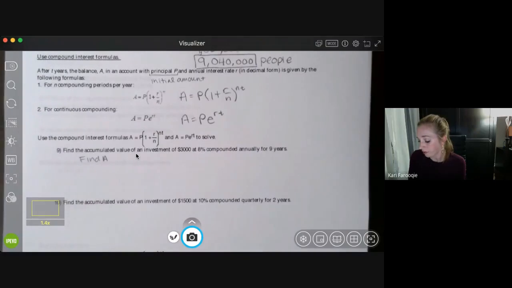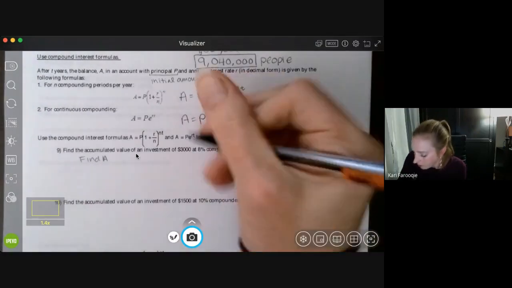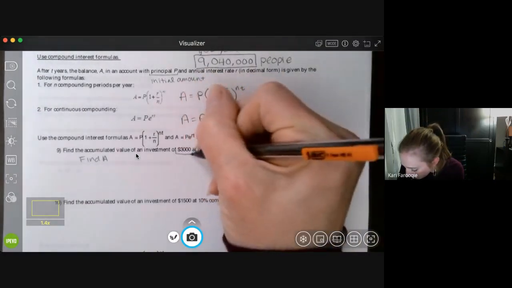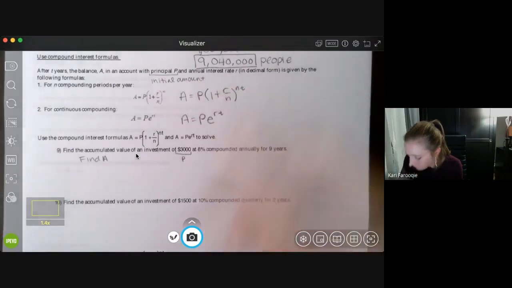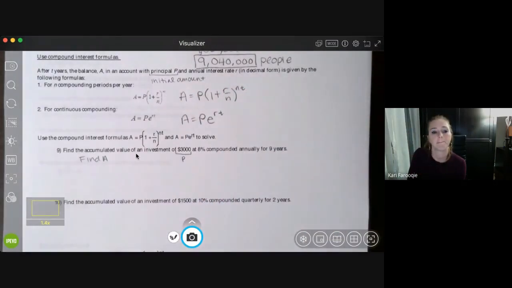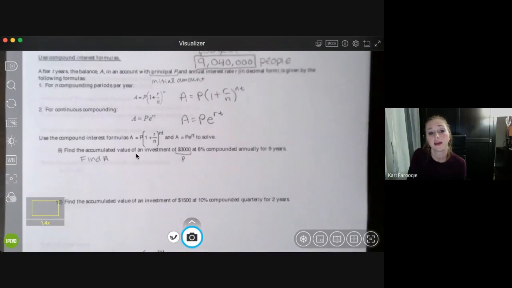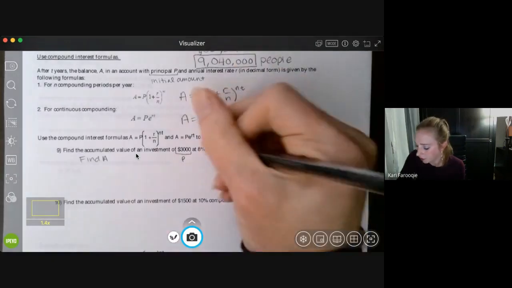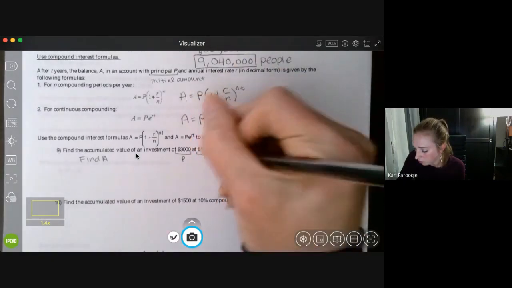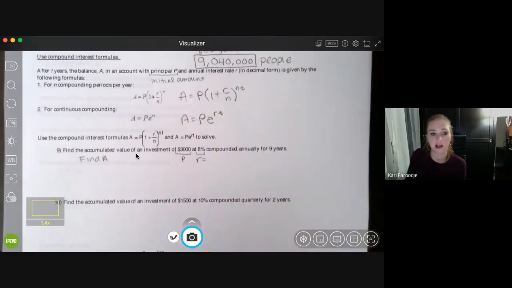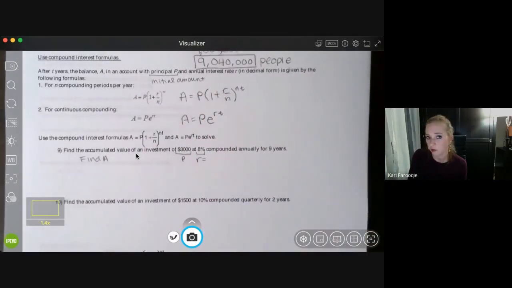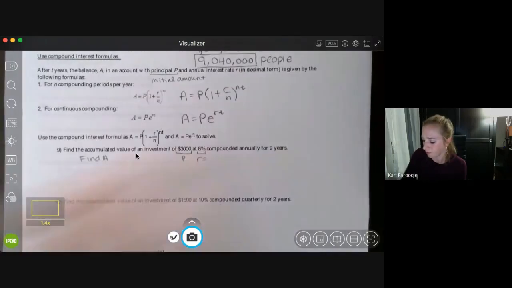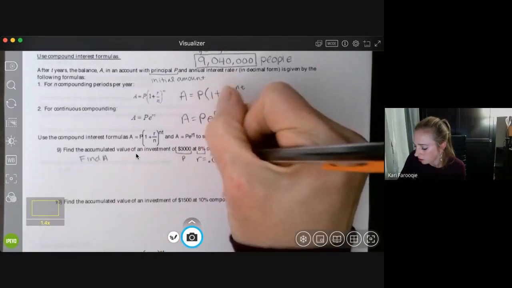So find the accumulated value of an investment of $3,000. The $3,000 is the principal. That's going to be P. At 8%, now the percent is R, but remember, we don't actually write the rate as a percent. We write it as a decimal. So don't write R equals 8. No, write it as R equals 0.08.